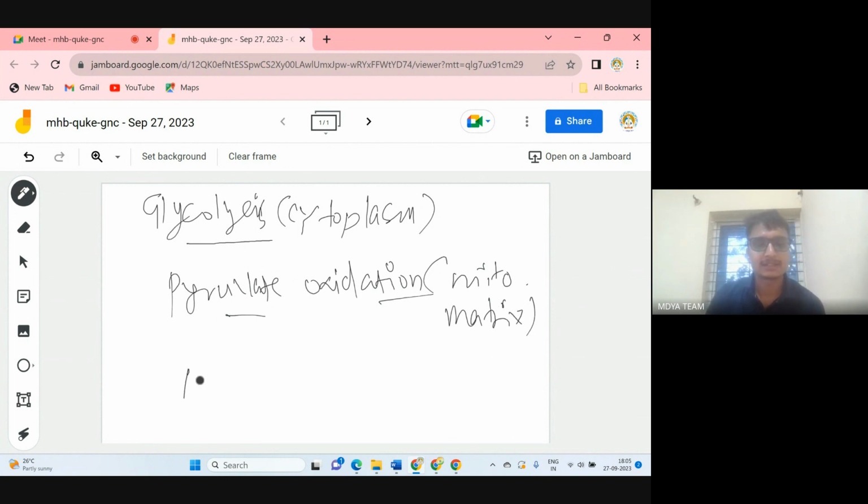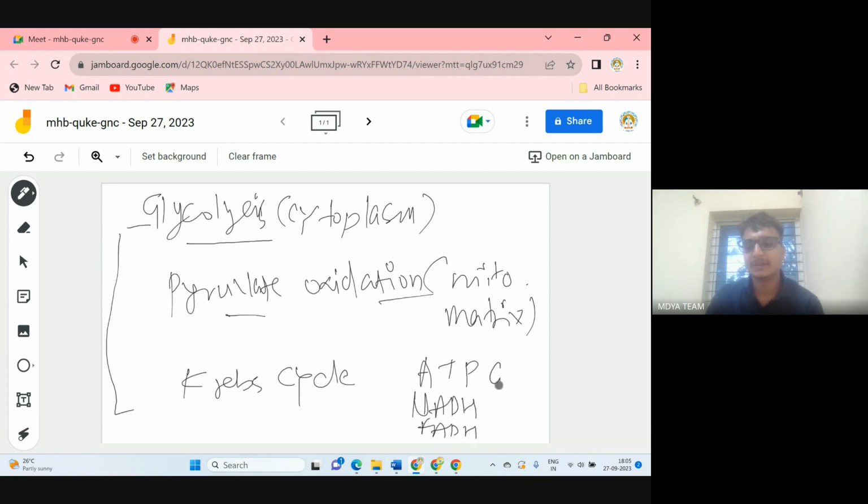Third step is the Krebs cycle, or TCA cycle, or citric acid cycle. I told you yesterday why these names are given to the Krebs cycle. Now these three steps are responsible for the production of energy molecules. They can be ATP, NADH, FADH, and GTP. But our body can only use ATP. So in order to convert all the remaining molecules into ATP, there is a fourth step.